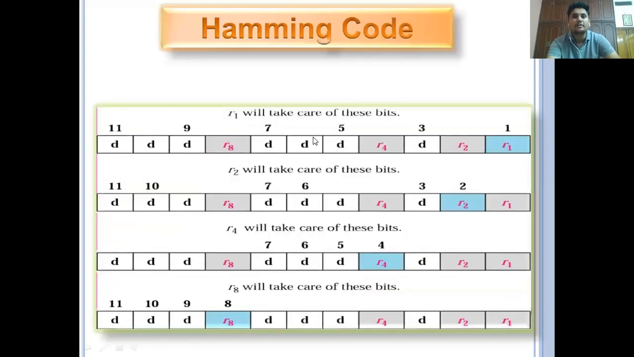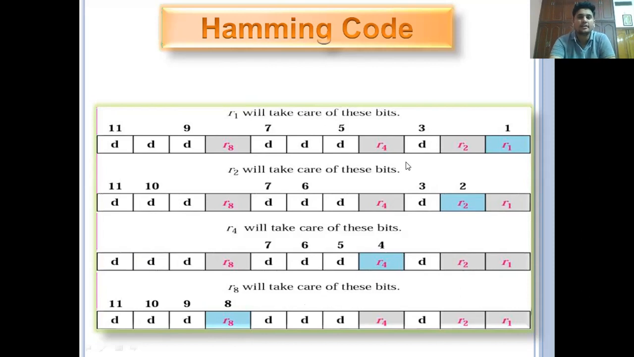Here R1 will take care of the remaining 3, R2 will take care of the remaining 3, R4 will take care of its remaining bits, and R8 will take care of these bits. R1 will take care of these bits, R2 of these bits, R4 of these 3 bits, and R8 of these 3 bits. So in total 11 bits, of which 7 are the original bits and 4 are the duplicate redundancy bits.